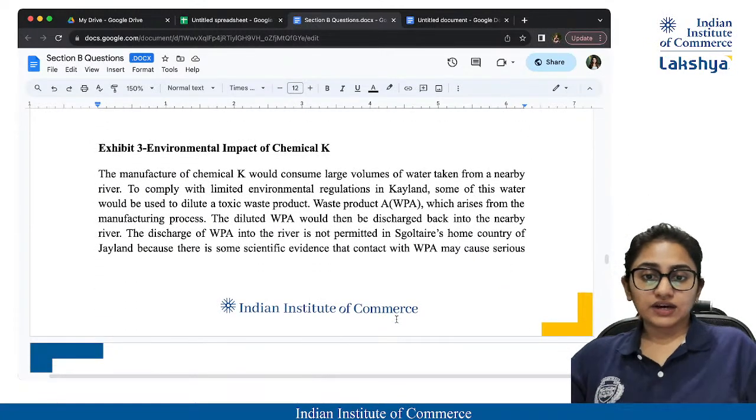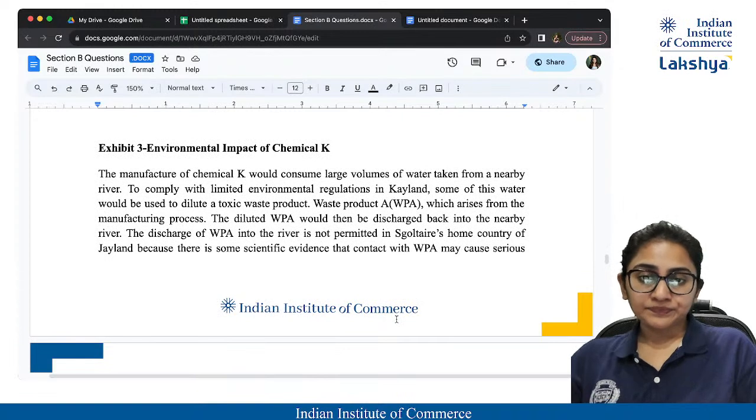Exhibit 3, Environmental Impact of Chemical K. The manufacture of chemical K would consume large volumes of water, taken from a nearby river. To comply with limited environmental regulations in K-land, some of this water would be used to dilute a toxic waste product A, that is WPA, which arises from the manufacturing process. The diluted waste product A would then be discharged back into the nearby river.